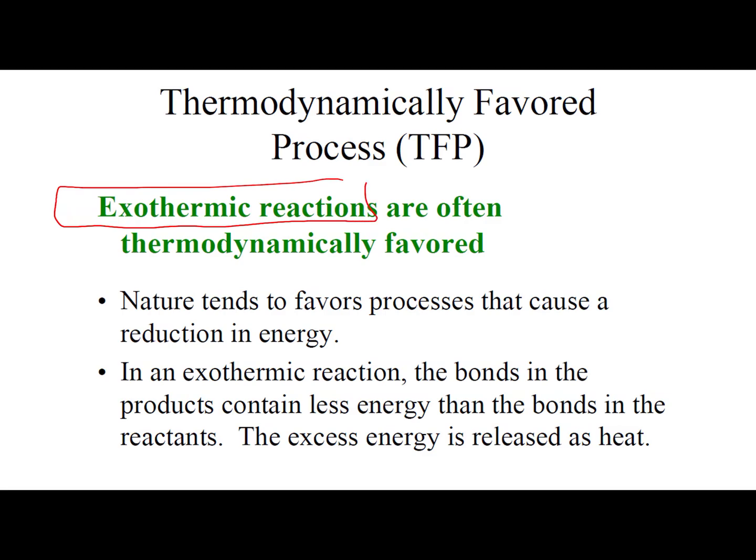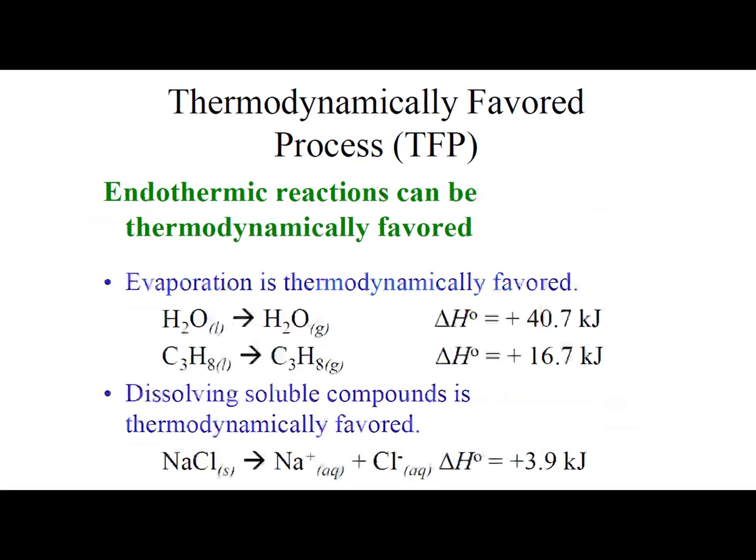So exothermic reactions are often thermodynamically favored. Nature tends to favor a process that causes a reduction in energy. And so if you remember, when we looked at enthalpy, we could identify an exothermic reaction because we would have a negative enthalpy value. Also, thermodynamically favored processes like an increase in the disorder of a system. And so we also like to see a positive delta S.